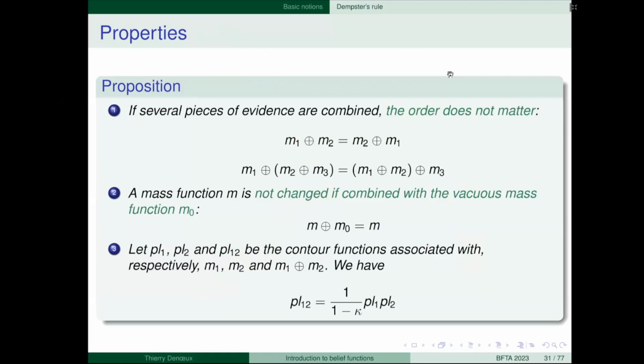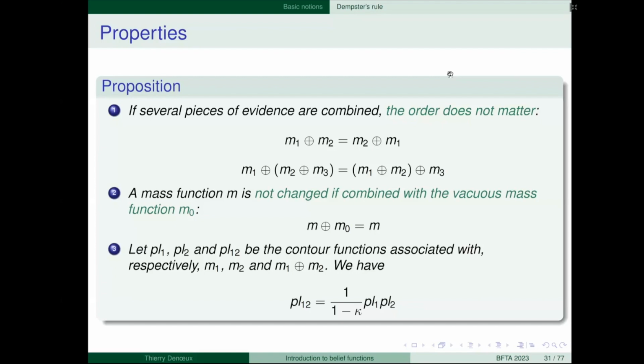This operator has nice properties. It is commutative: combining M1 with M2 is the same as starting with M2 and combining with M1. And it is associative. So if you have three mass functions, you can either combine M2 and M3 and combine the result with M1, or start by combining M1 with M2 and combining the result with M3. It is the same. So you can drop the parentheses.